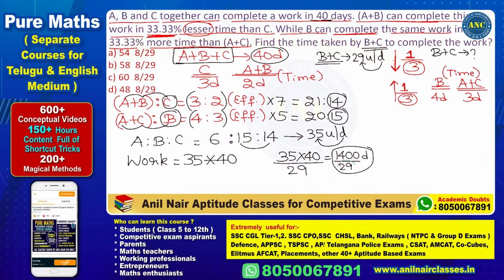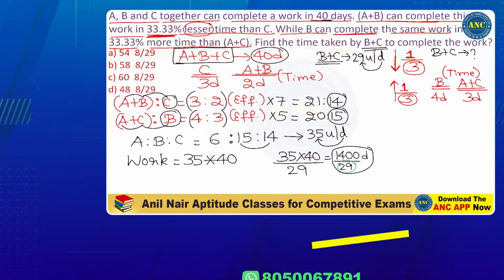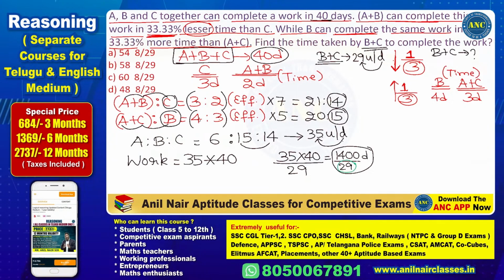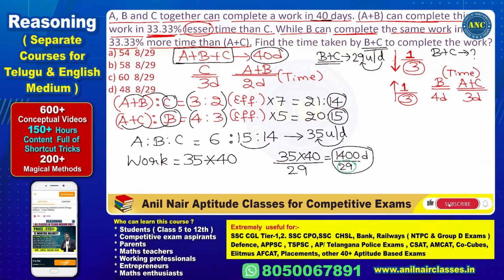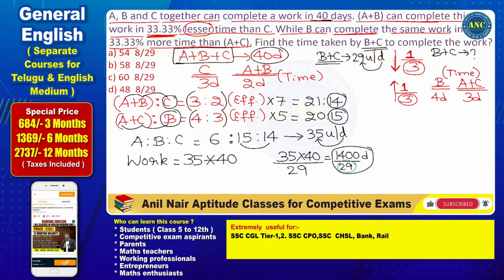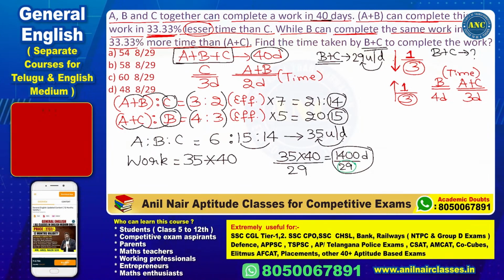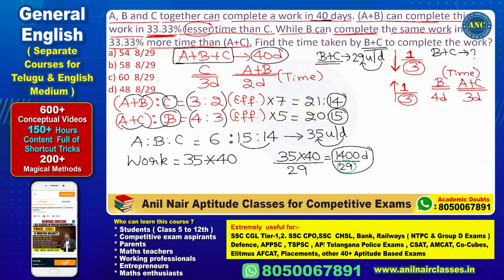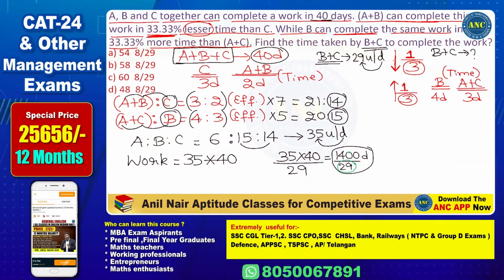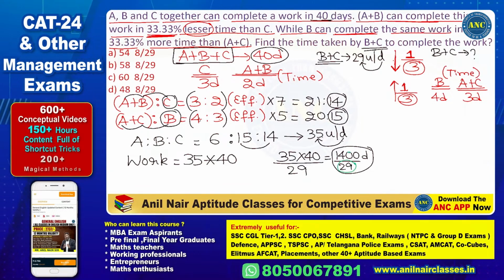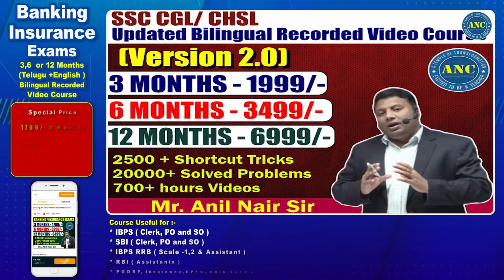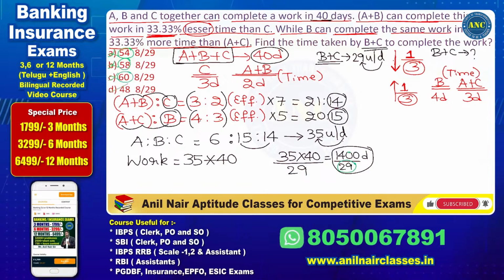Now see here, 29 multiplied by 5 is 145. That means 29 multiplied by 50 is 145 followed by one more 0. That means 29, if you multiply by 50, it will be greater than 1400, but the value in the numerator is 1400. That means 29 should be multiplied by a number lesser than 50, right? If you see the answer options, the first option is 54, greater; the second option is 58, greater than 50; the third is 60, greater than 50. The answer is 48 8 by 29.